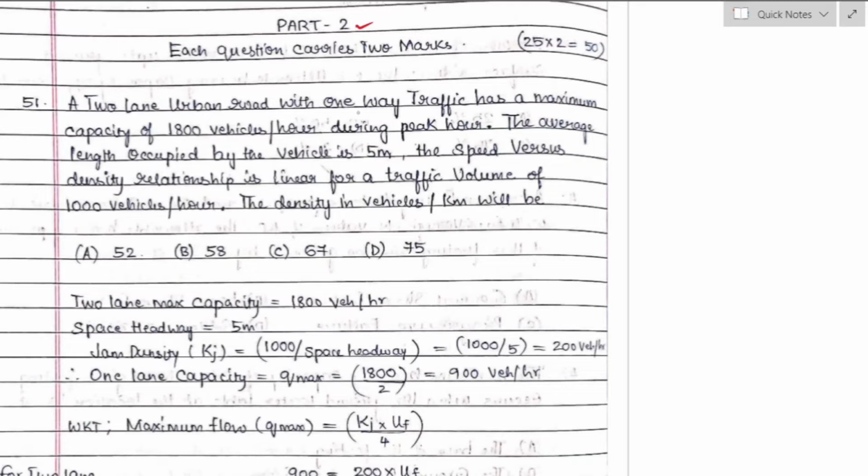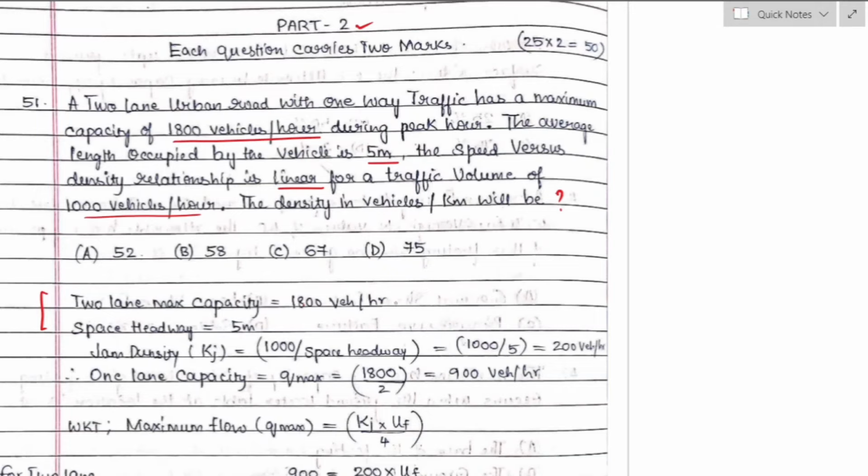Question number 51. A 2-lane urban road with one-way traffic has a maximum capacity of 1800 vehicles per hour during a peak hour. The average length occupied by the vehicle is 5 meters. The speed versus density relationship is linear for a traffic volume of 1000 vehicles per hour. The density in vehicles per kilometer will be. So these are the given data.